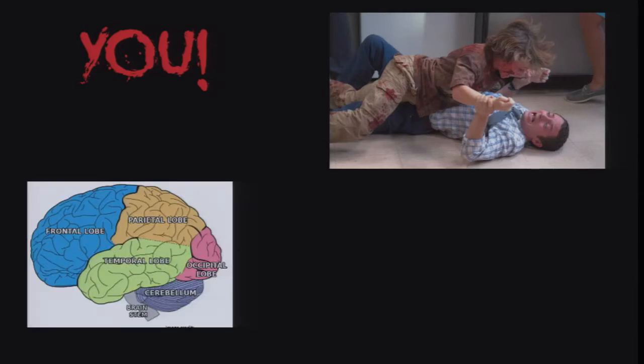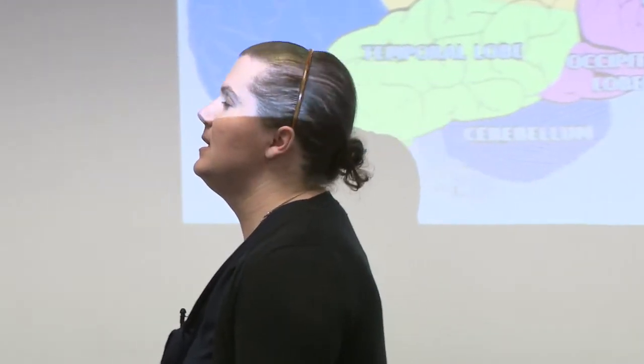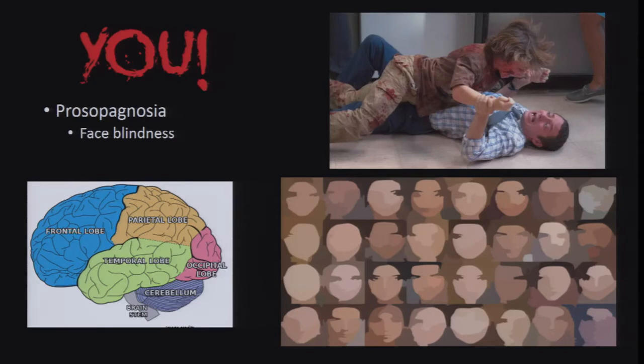So one of the things that might be happening with zombies is that they lose the ability to recognize friends and family. So if we look at our brain model again, we're going to be looking at areas of the occipital lobe, so that back area of the brain, to see are there issues with visual processing. One of the disorders that we see in the real world that sort of looks like some of this loss of recognition is known as prosopagnosia, or face blindness.